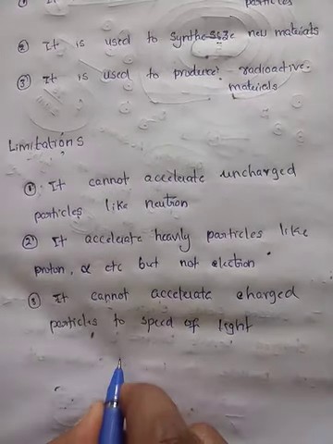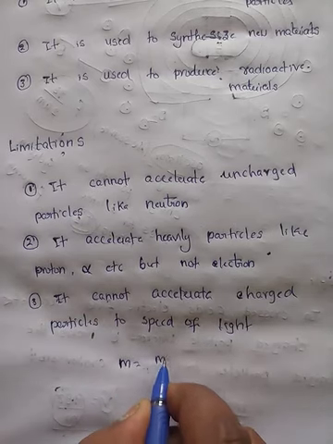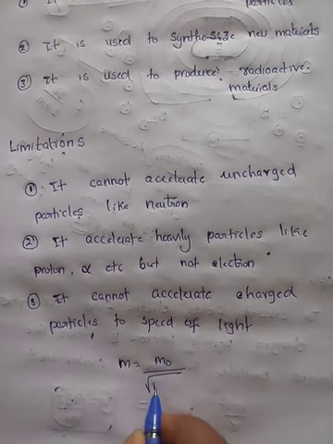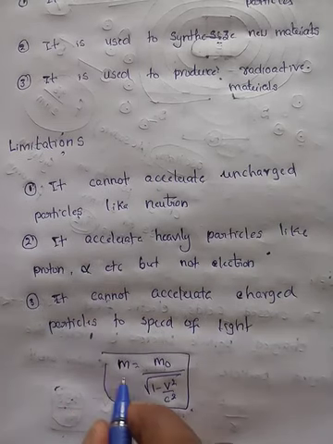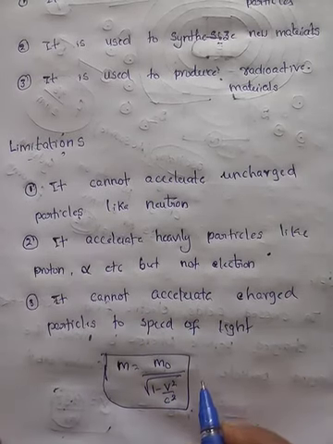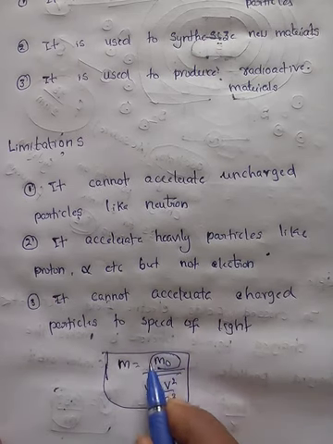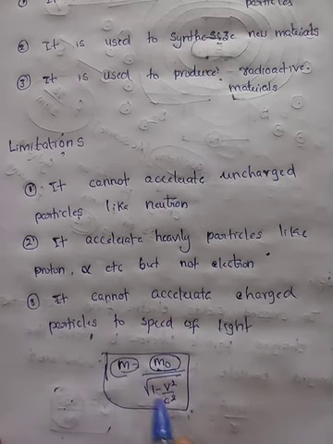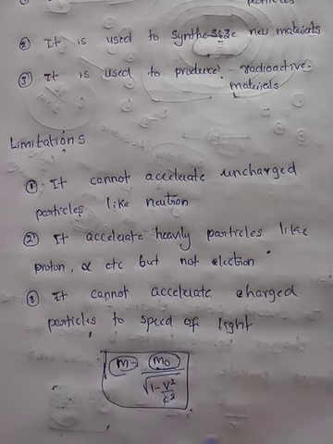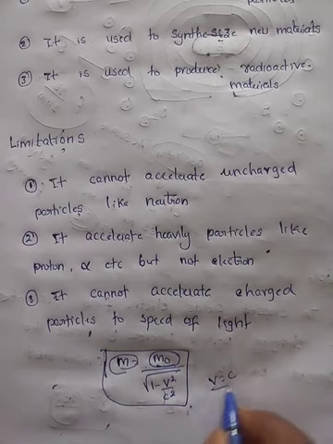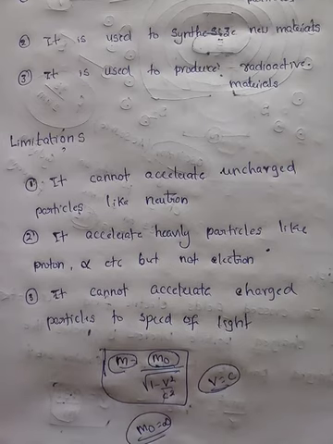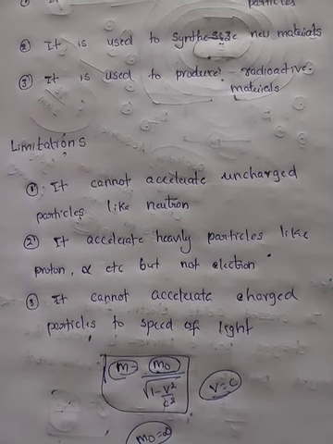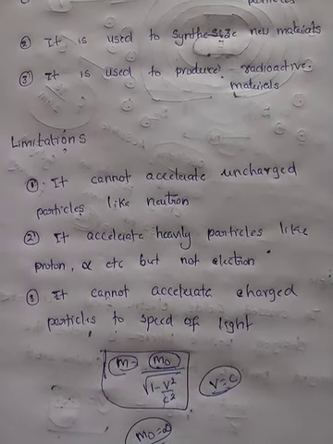Now, if you have a doubt why, m according to the special theory of relativity is m equals m naught by root of 1 minus v square by c square, which means a moving mass gains mass. Here m naught is the rest mass, m is the mass in motion, and v square by c square. If v is equal to c, then the moving mass becomes infinity. So, it cannot accelerate charged particles to the speed of light.